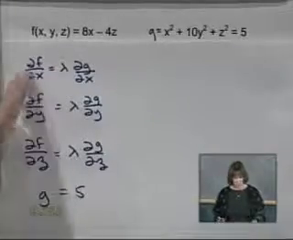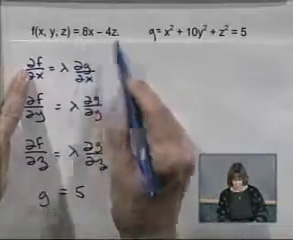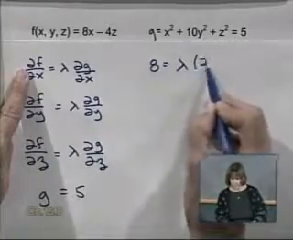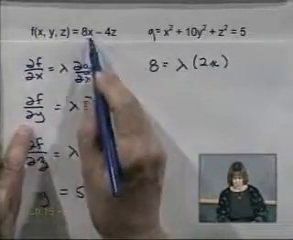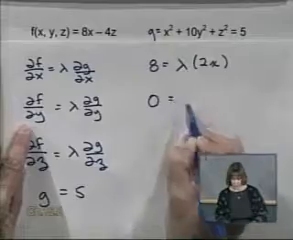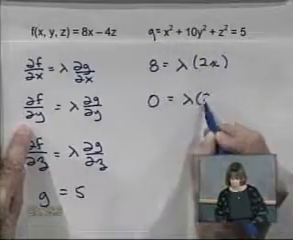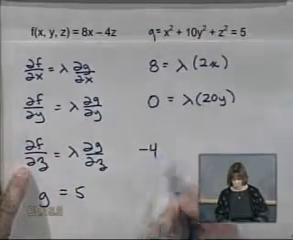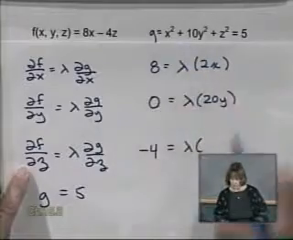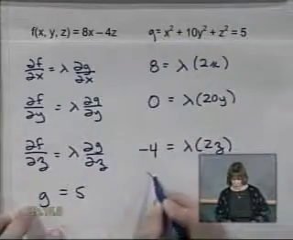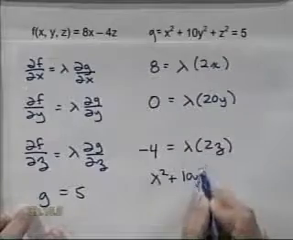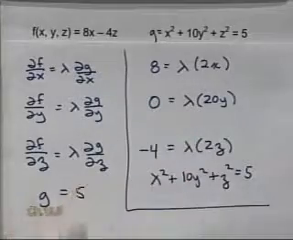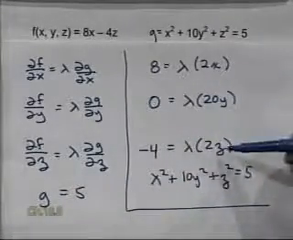So what's our partial of f with respect to x? That's an 8. That has to equal lambda times the partial of g with respect to x, which is 2x. What's the partial of f with respect to y? 0. Equals lambda times the partial of g with respect to y, which is 20y. What's the partial of f with respect to z? Minus 4. That must equal lambda times the partial of g with respect to z, which is 2z. And then our constraint is that x squared plus 10y squared plus z squared must equal 5. This is my system of equations. Notice my unknowns are x, y, and z.